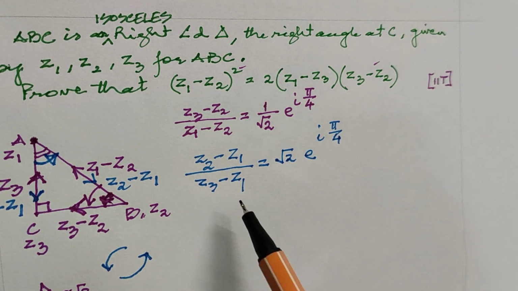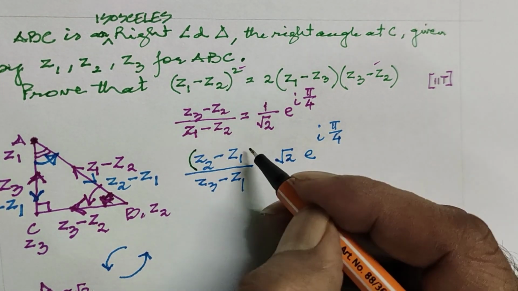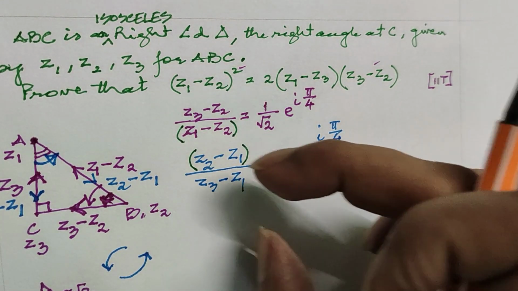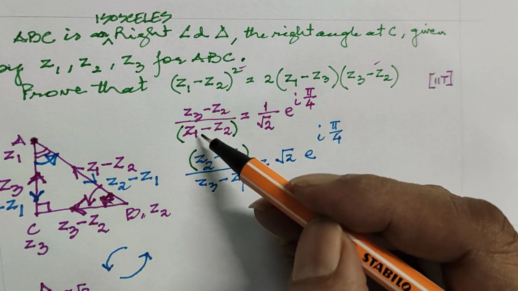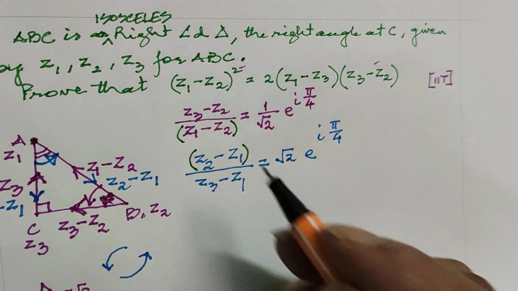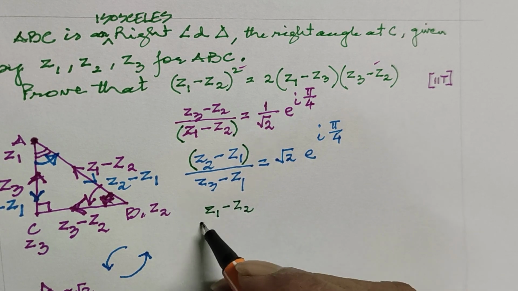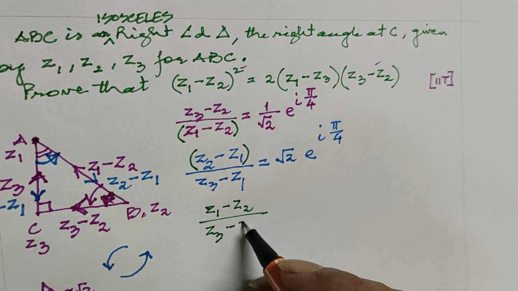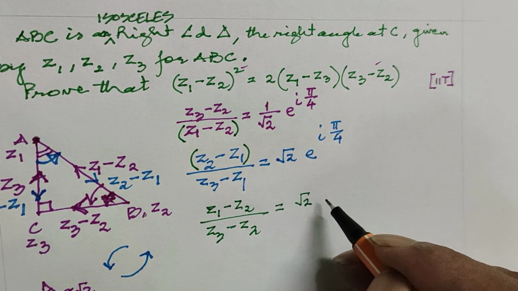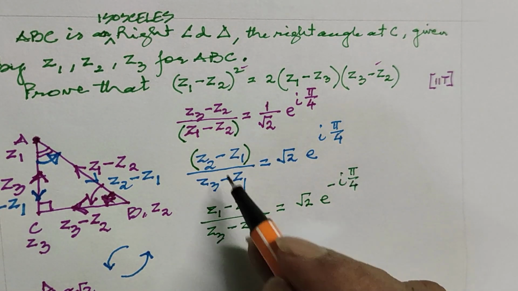Now we have to get these two items together. So we'll reverse this and multiply with this. If I reverse that, we get Z1 minus Z2 by Z3 minus Z2, from the first equation, equal to root 2 e^(minus i pi by 4). And this one is already there.